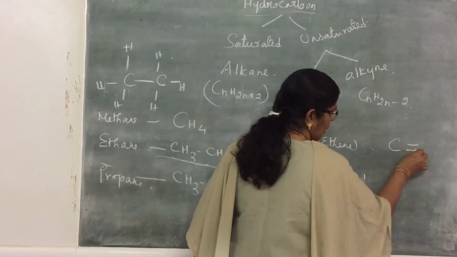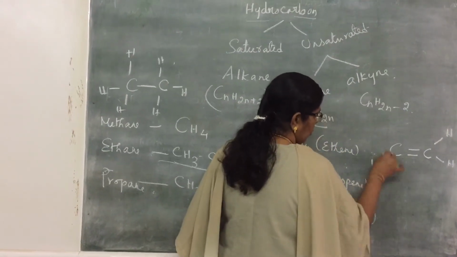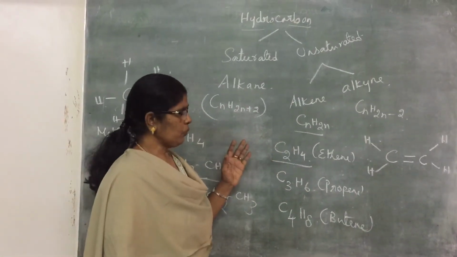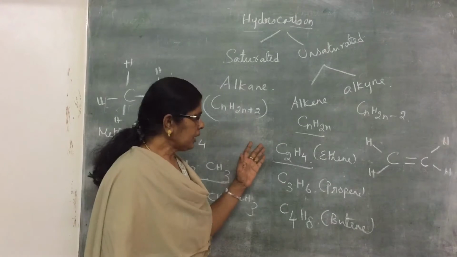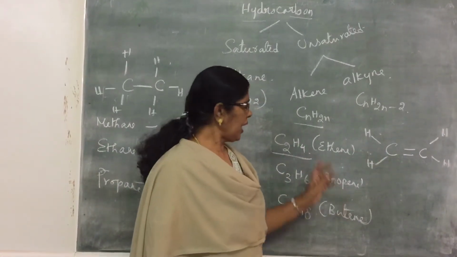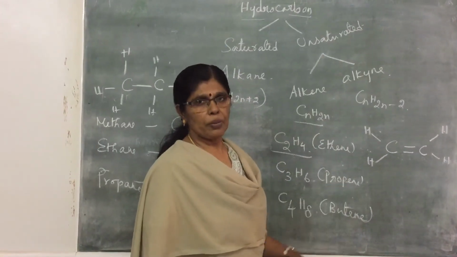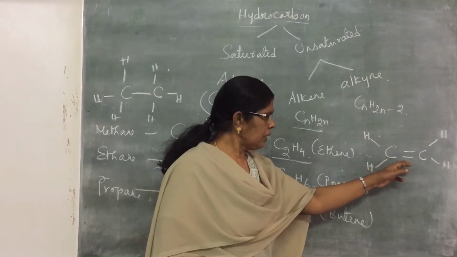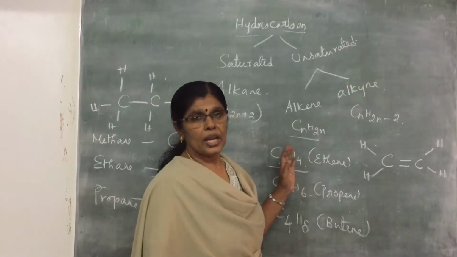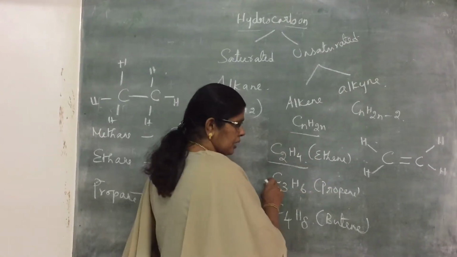Ethene, how do you draw the structure? C double bond C, and four hydrogen atoms are linked with single bonds. Listen, the structural formula C2H4, ethene: here carbon is linked with the other carbon by a double bond, and all four hydrogen atoms are linked to the carbons by single bonds. Since carbon is linked with carbon by a double bond, this is called an unsaturated hydrocarbon.